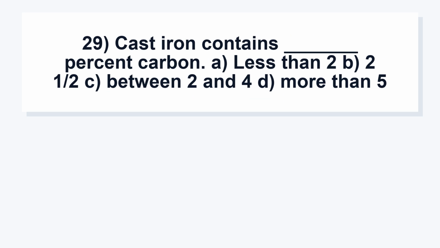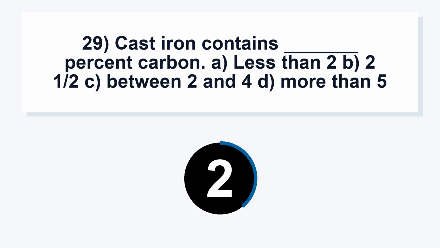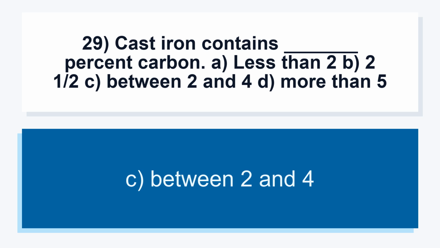29. Cast iron contains what percent carbon? A. Less than 2, B. 2.5, C. Between 2 and 4, D. More than 5. C. Between 2 and 4.